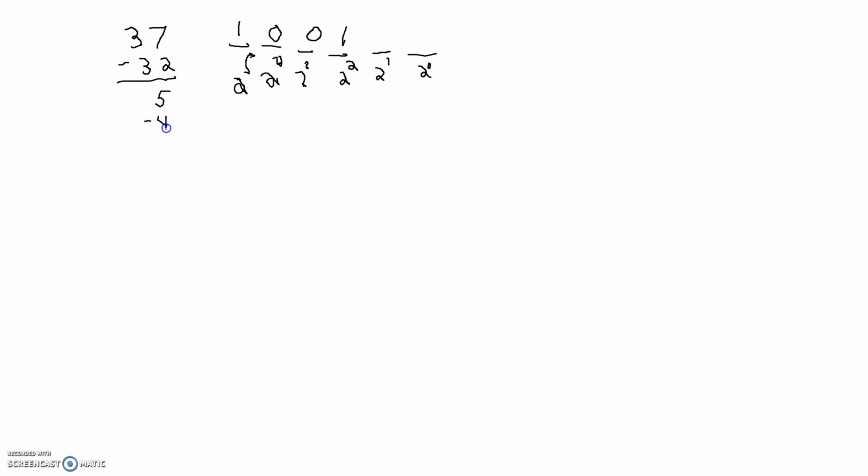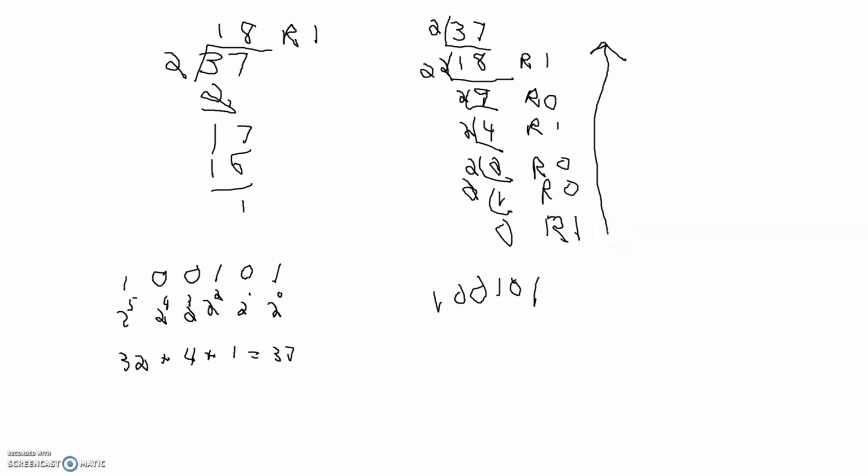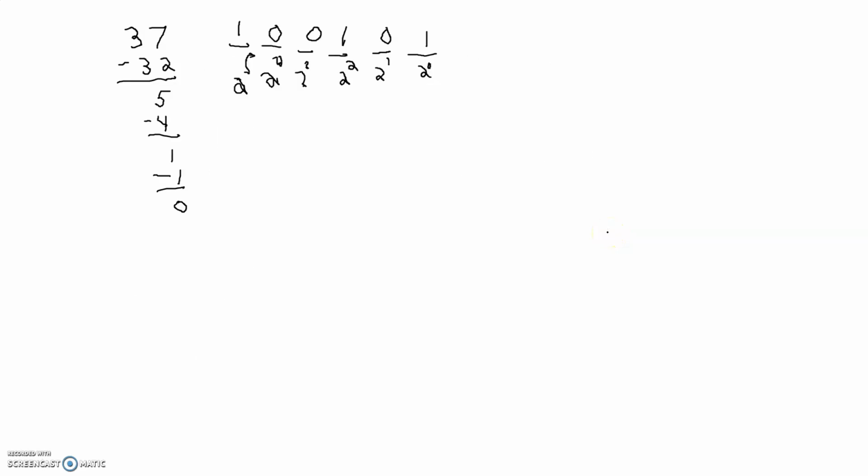We subtract 4. We have 1. Well, the 2 is not less than or equal to 1, so we have a 0 here. And this 2 to the 0, which is 1, 1 is less than or equal to 1, so we have our 1 here. And then we subtract our 1, and we have 0. And so this is 2 different ways to come up with the same number. So here we had 1, 0, 0, 1, 0, 1.